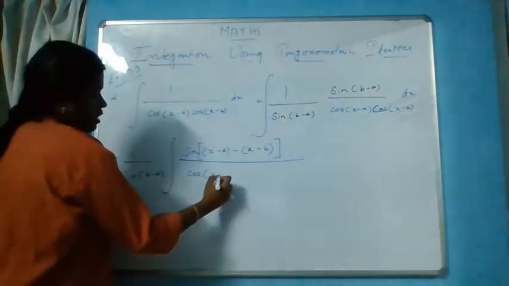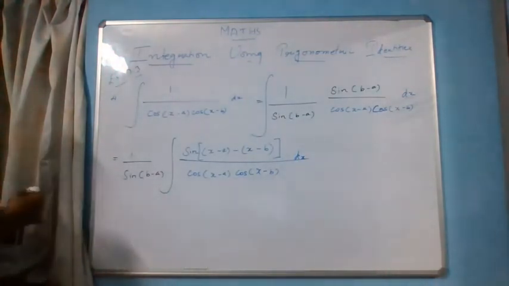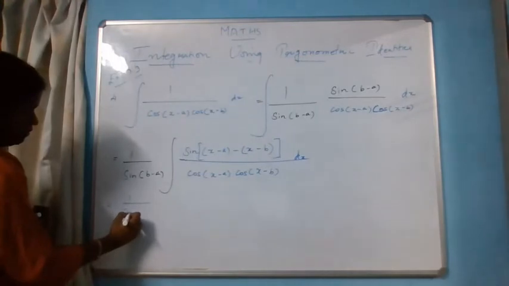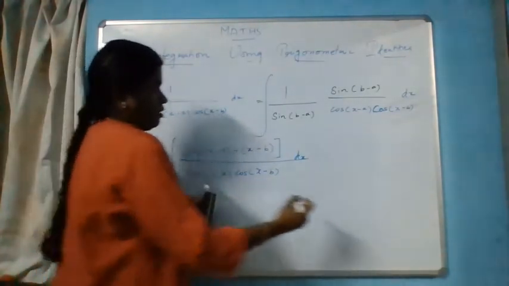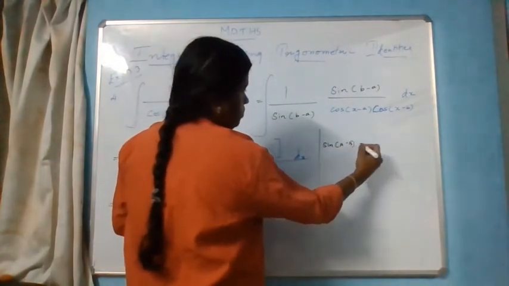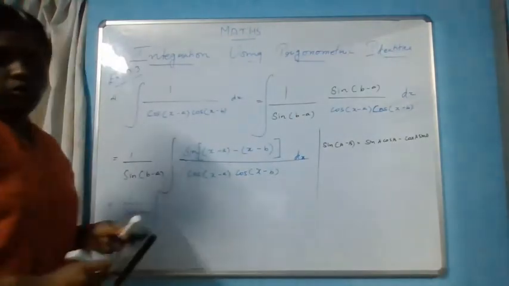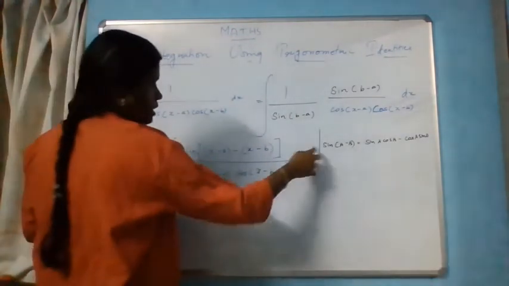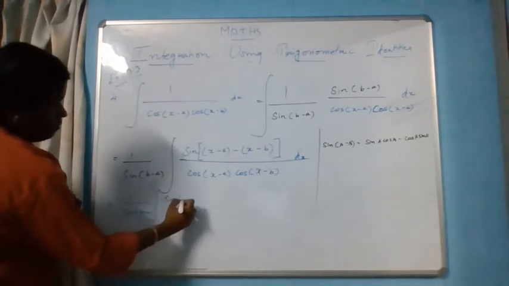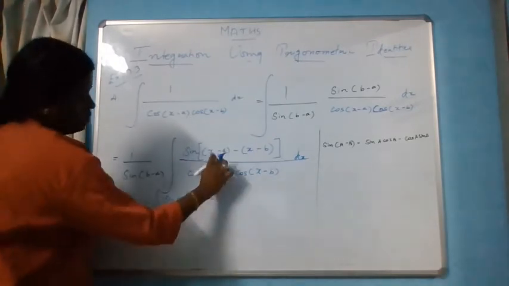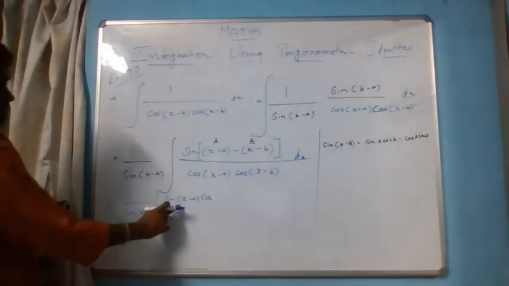This cos x minus a and cos x minus b remain as they are. There are no changes done to them. Then once again I can rewrite using the sine of a minus b formula. What is the formula for sine a minus b? It is sine a cos b minus cos a sin b. We can use this formula here, which means I can bring it into these terms. So this can be written as sine of x minus a, sine a cos b, where this is a and this is b, so sine x minus a cos b.